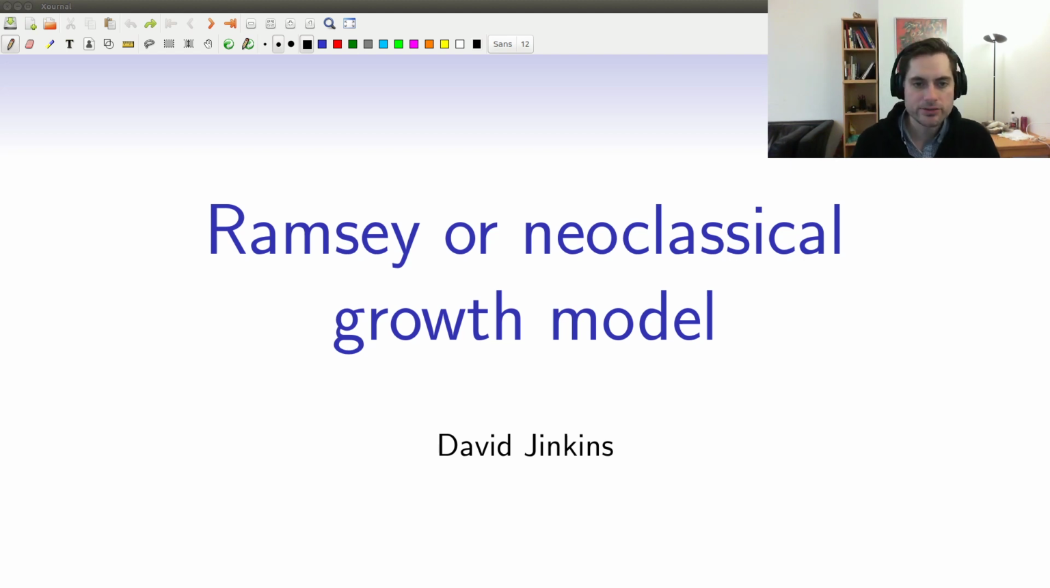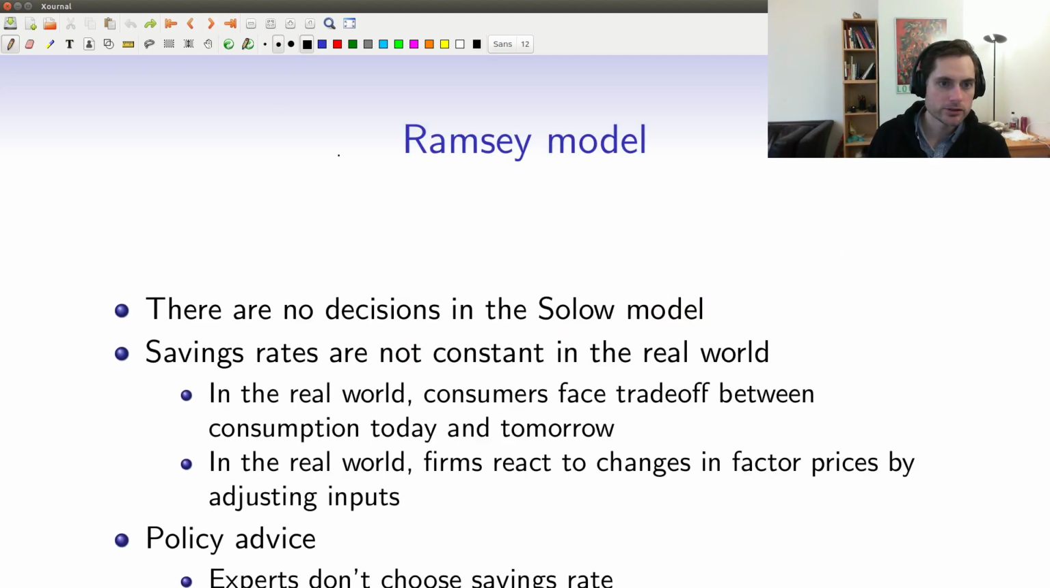So these are the slides for the Ramsey growth model. The main difference between the Ramsey growth model and the Solow growth model that we covered last session is that in the Solow growth model, there's no real decisions. So it's only loosely an economics model in the sense that there's no consumers making decisions, no firms making decisions, etc. In the Ramsey growth model, we're going to think about both of those things.